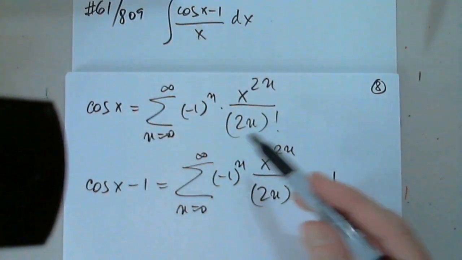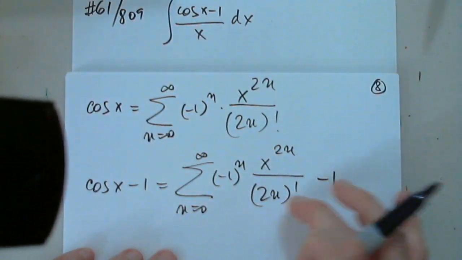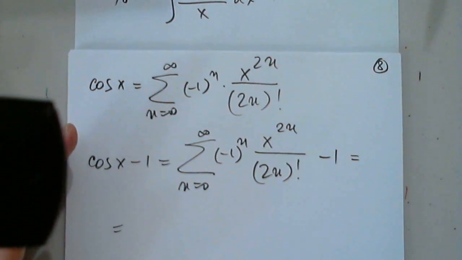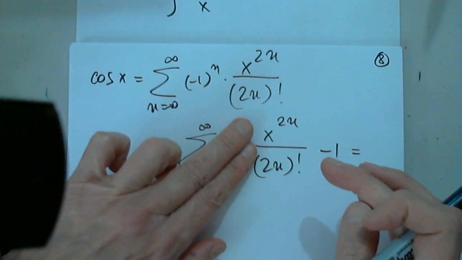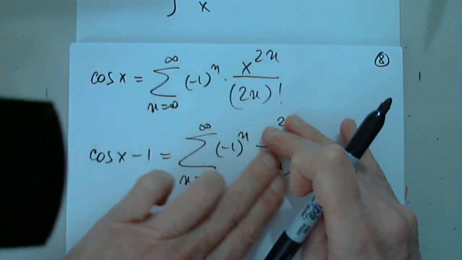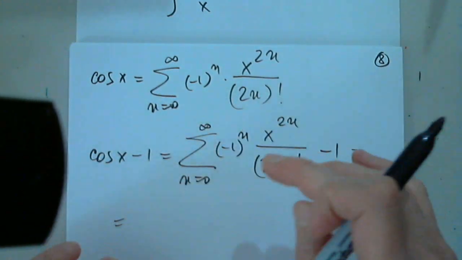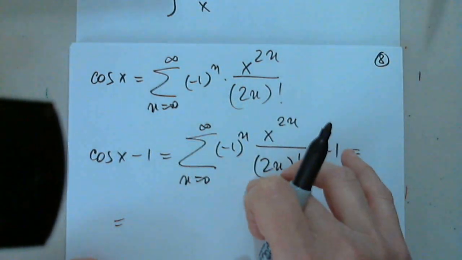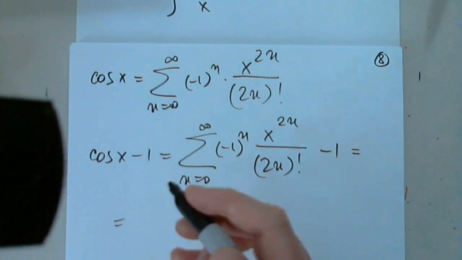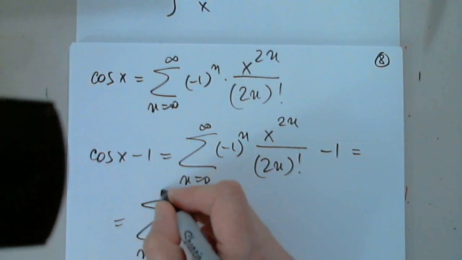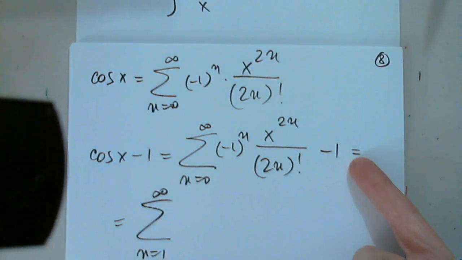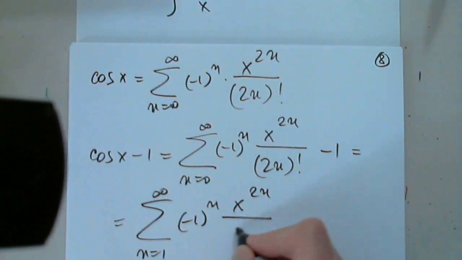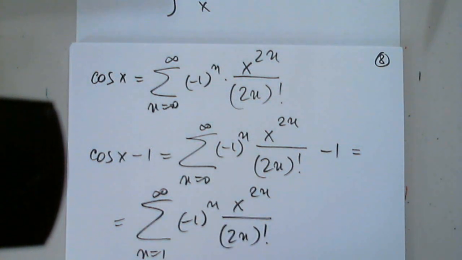So let's see how we incorporate this, or if there is any way we can simplify it. Yes, there is a way to simplify this, and here's how we do it. When n equals 0, this is 1, this is 1, this is 1. So for n equals 0, this is 1, minus 1 would be 0. So we simply start at 1, and that takes care of the minus 1. So (-1)^n x^(2n) over (2n)!.